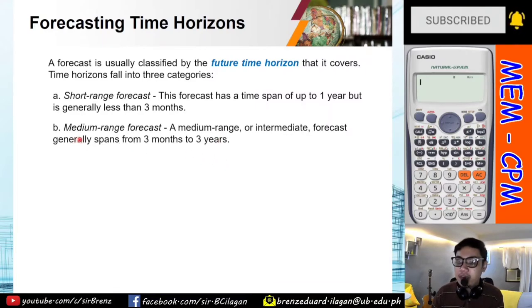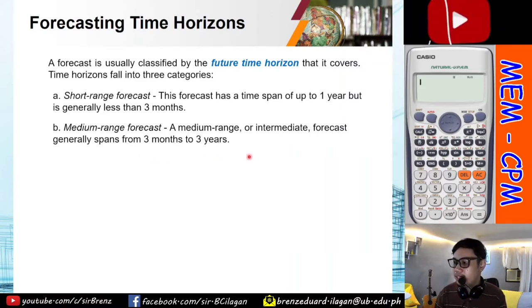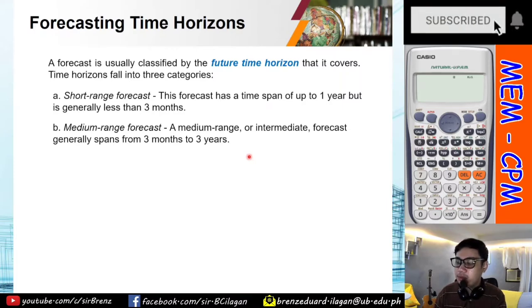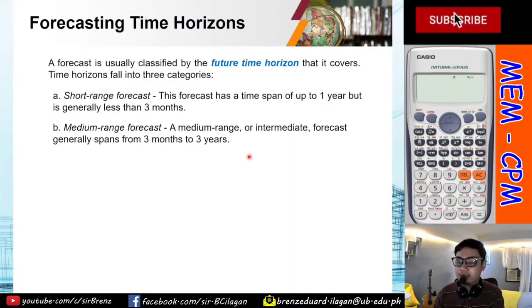Next, we have the medium-range forecast. A medium-range or intermediate forecast generally spans from 3 months up to 3 years. It is useful in sales planning, production planning, budgeting, cash budgeting, and analysis of various operating plans.